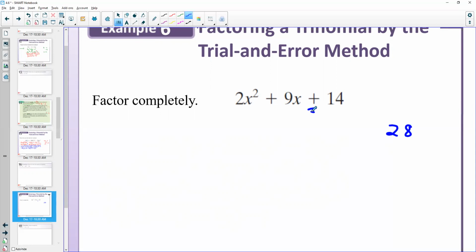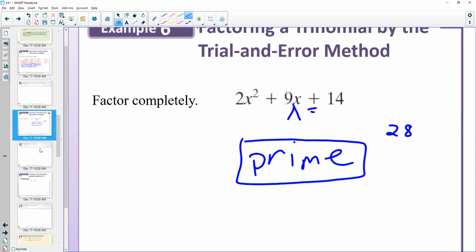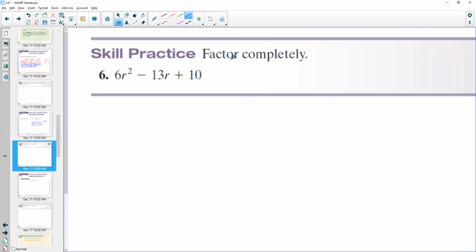So here's the thing. Sometimes you have something that doesn't work. This is not going to happen a lot, so don't use this one just when you're stuck. When it happens that you don't come up with any factors that work to make this B term, what that means is that this is prime. It can't be factored any further. What you're going to write is that it's prime. So let's see another one that looks like that.